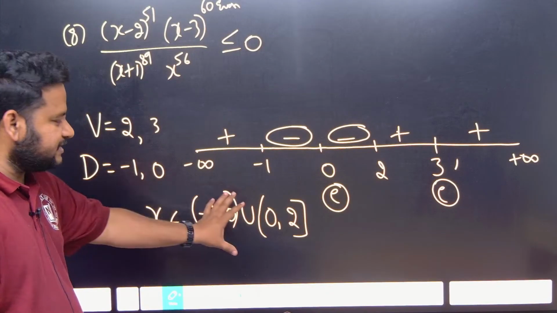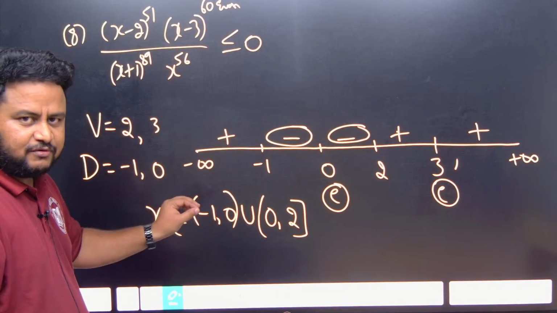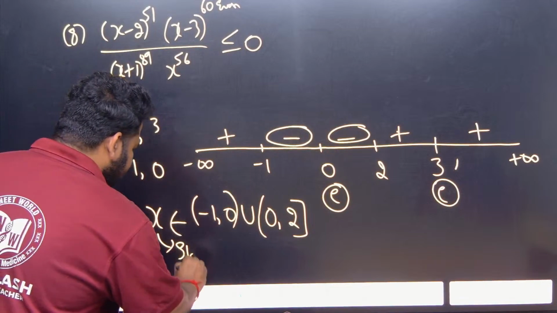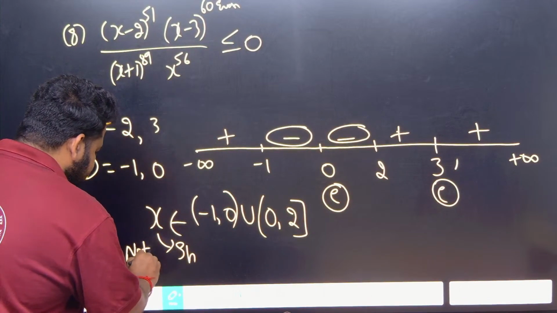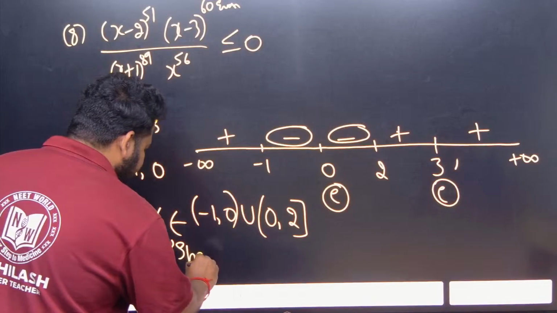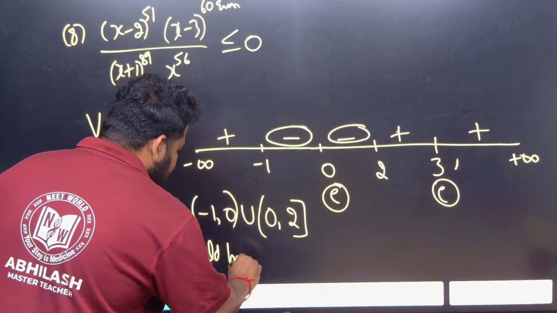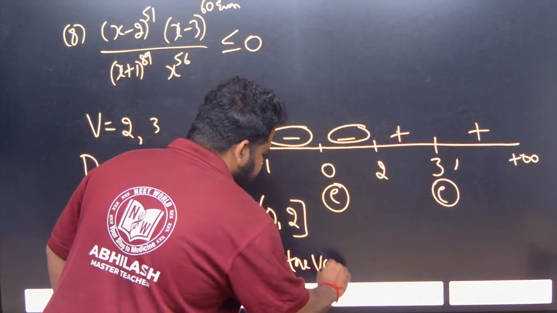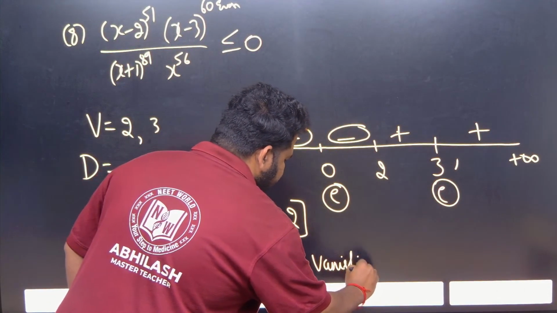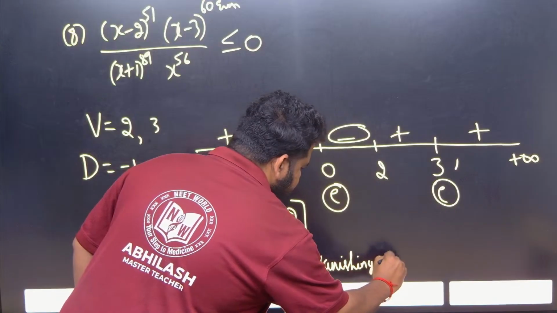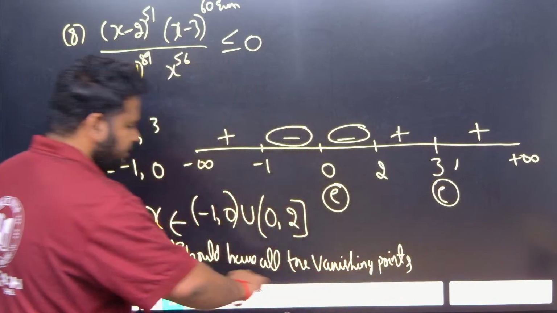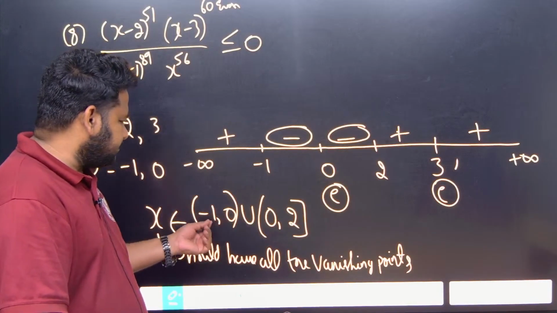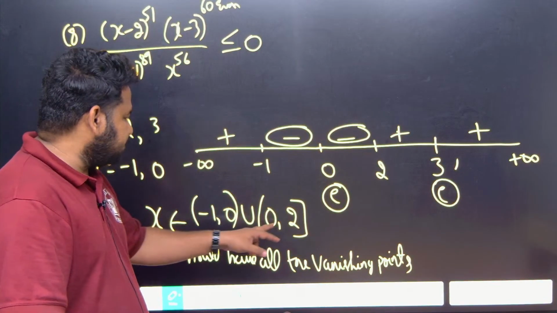Because whenever you write the region X belongs to, X should have all the vanishing points. Okay, look at the vanishing points that are there in this region, minus 1, 0, 0, comma 2. So vanishing point only 2 is there.